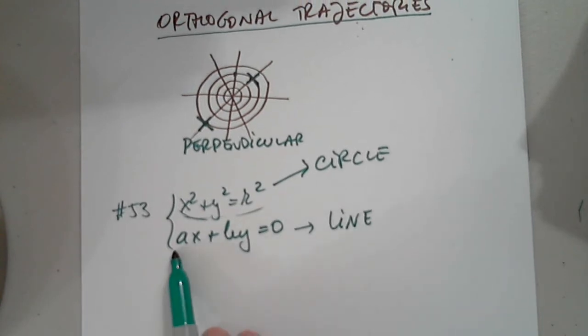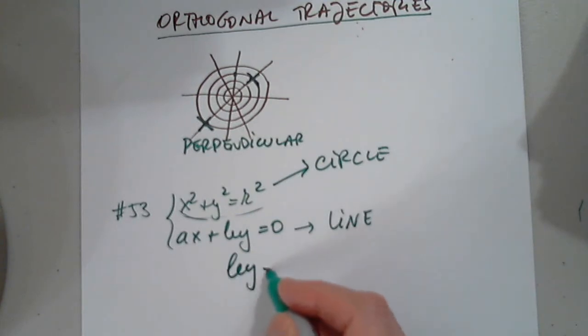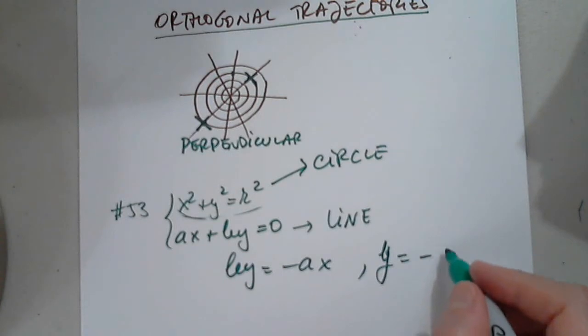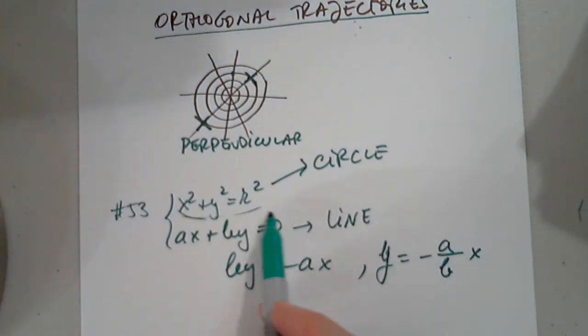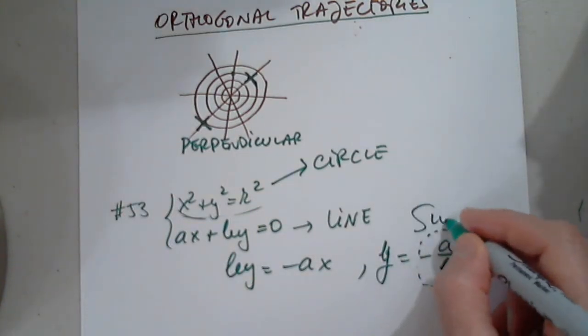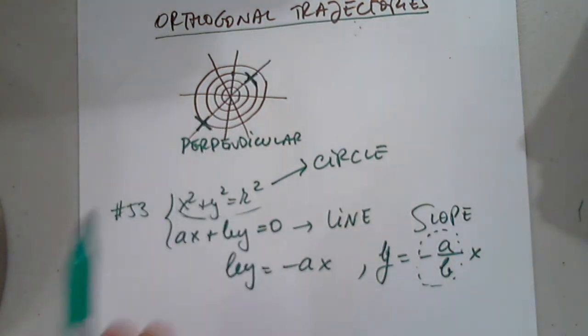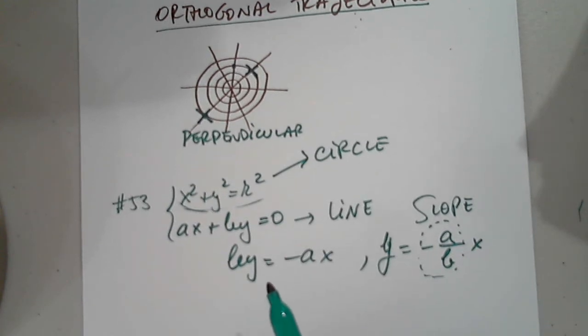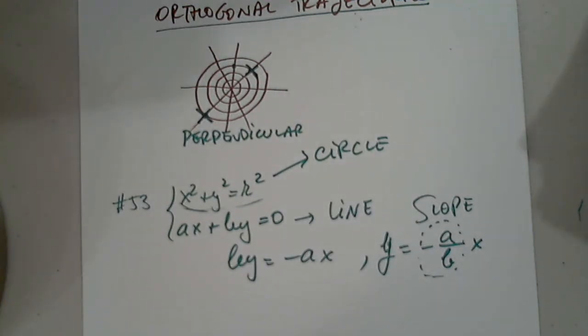Here, the slope, right? So by equals negative ax, or y equals negative a over b times x. I solved this equation for y. I moved ax to the other side, and I divided by b. So this is the slope. But they all pass through the origin. Okay, so the question is asking us to investigate whether they are orthogonal trajectories of each other.